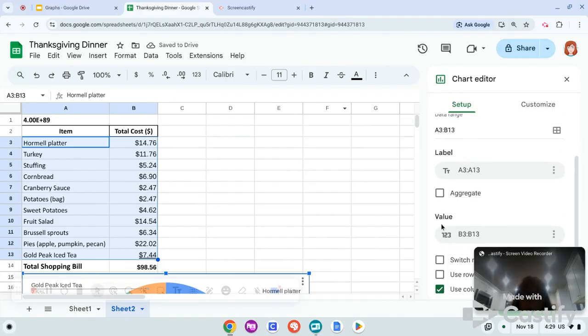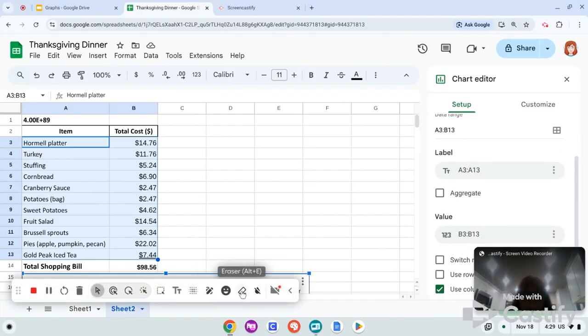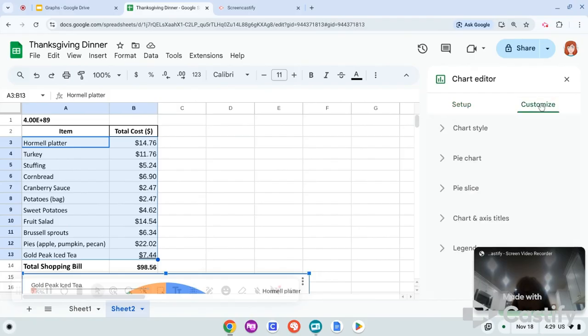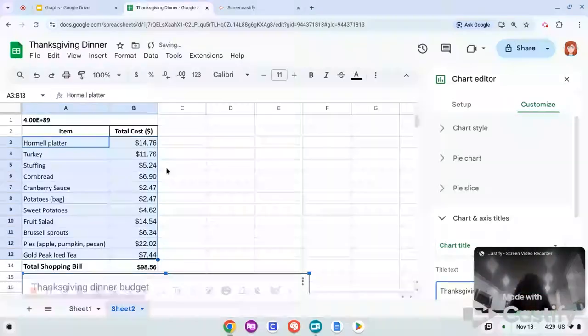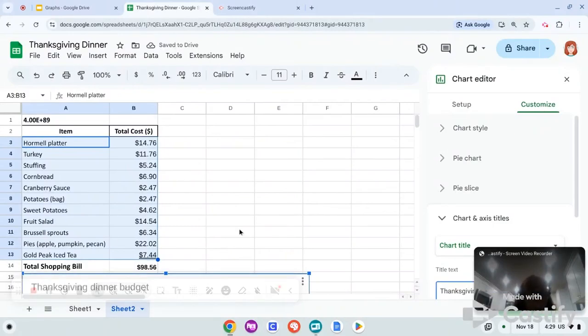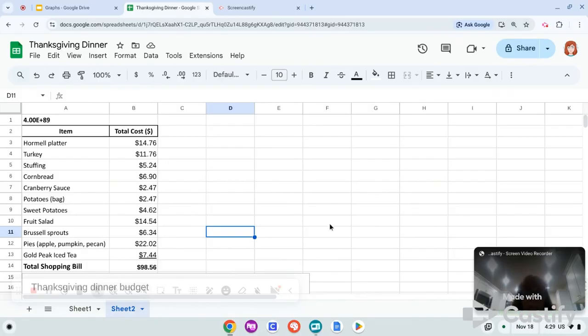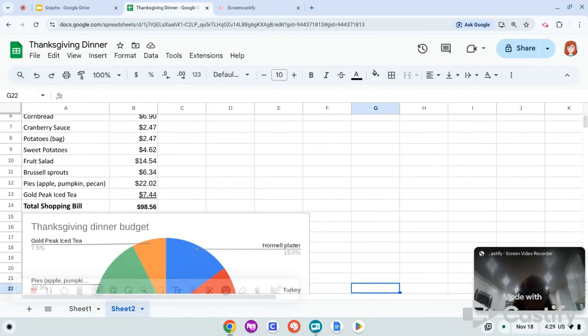And then I want you to give it a title. So you're going to go to Customize, and you're going to go to Chart and Axis Title. And where it says Chart Title, you're going to type Thanksgiving Dinner Budget. Thanksgiving Dinner Budget. Let me move this down so you can see it okay. All right, Thanksgiving dinner budget.